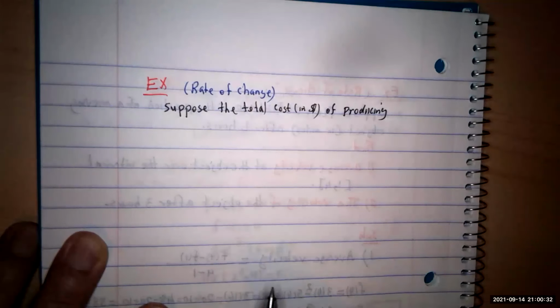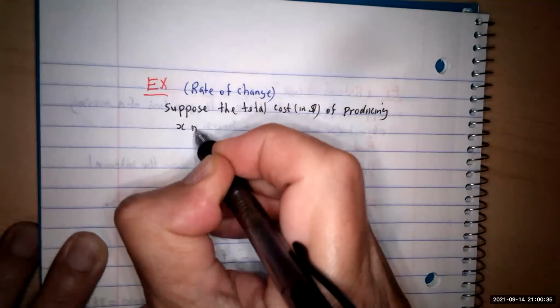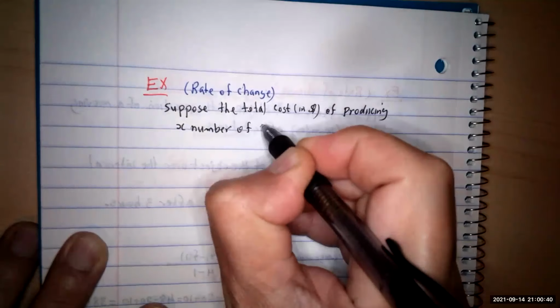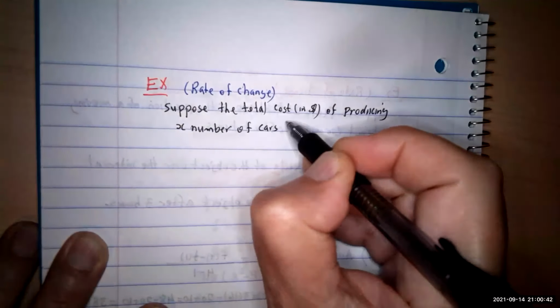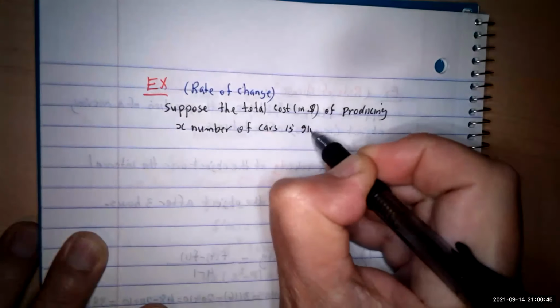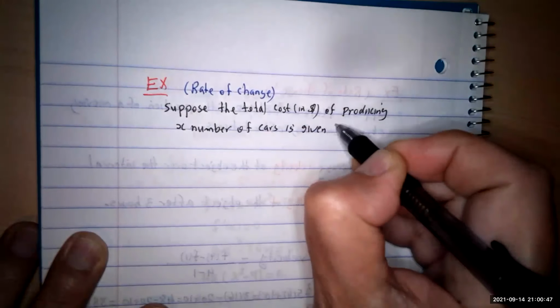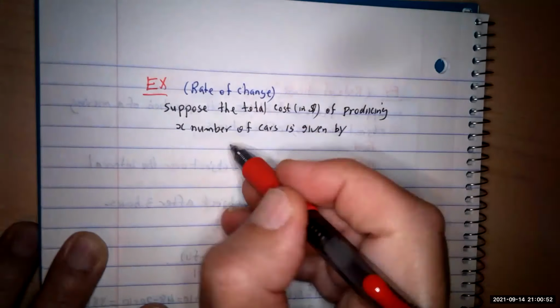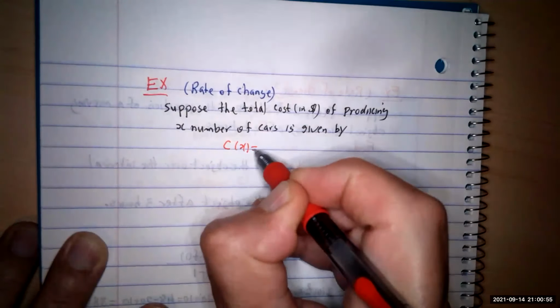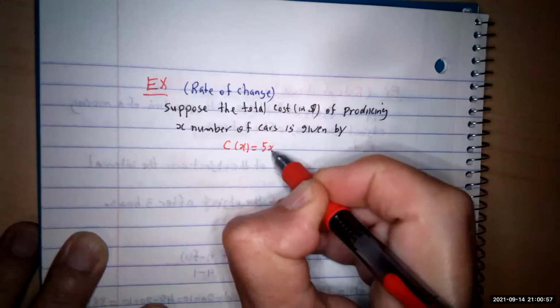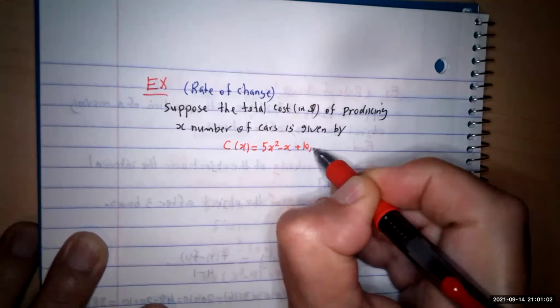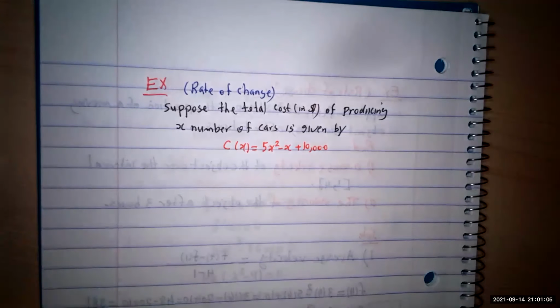Okay, the cost of producing X number of cars is given by this formula, the cost equation: C of X is equal to 5x squared minus X plus 10,000. Okay, so this is the total cost of producing X number of cars.